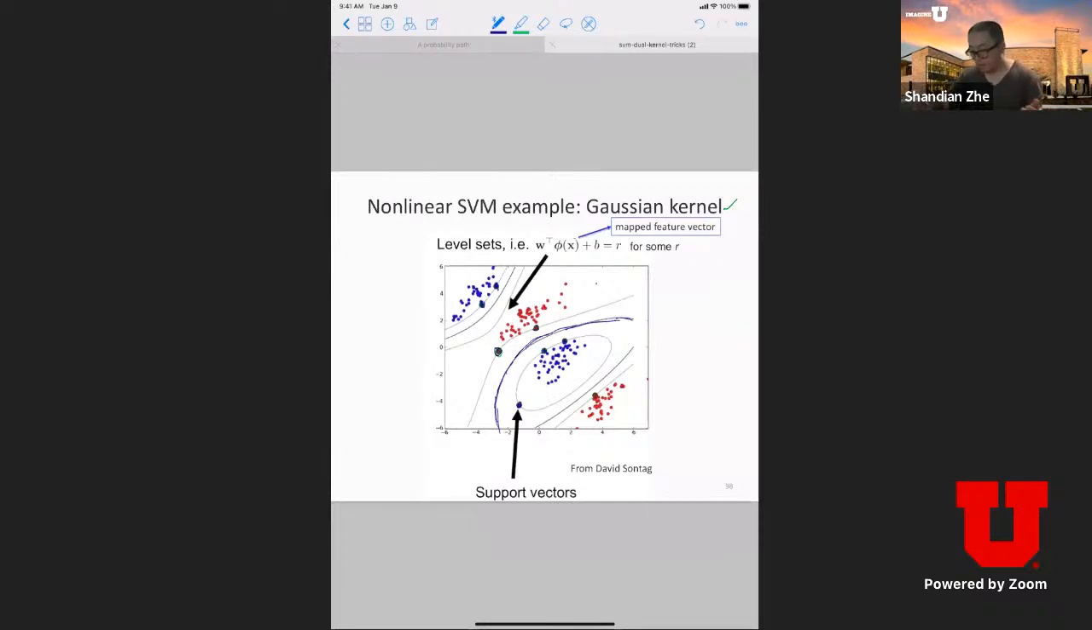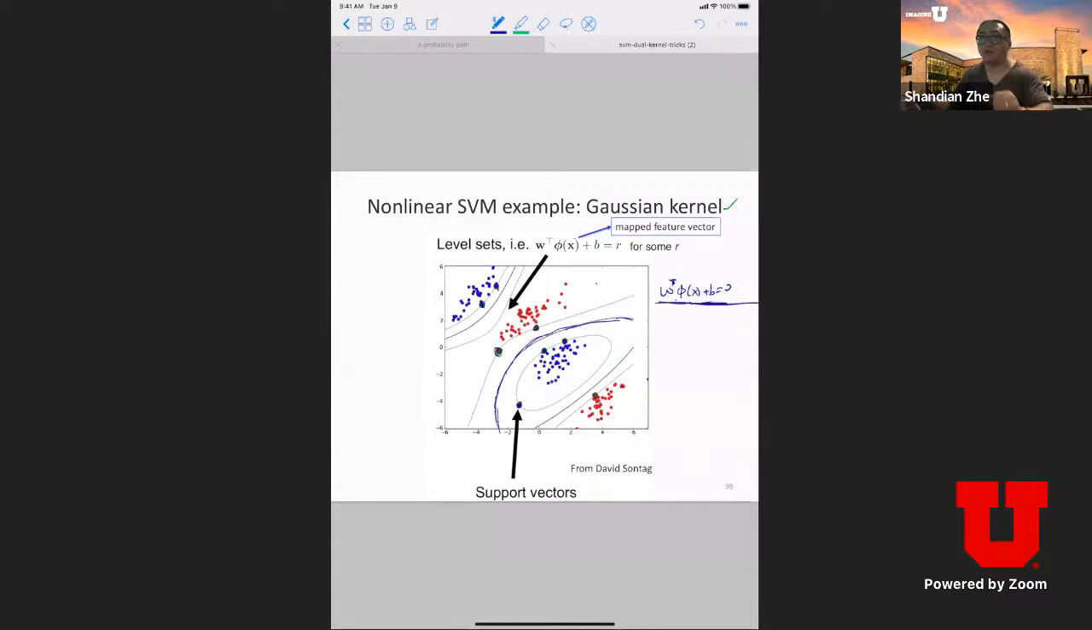nonlinear. Why? Because if you write down the classification boundary, which is simply w transpose phi(x) plus b equals 0, right? In the original feature space, you can view it as a function of x. This is essentially a nonlinear function, represented by a nonlinear curve. And similarly, if you look at the location of the support vectors in the original space, of course, they will be on the nonlinear margin.